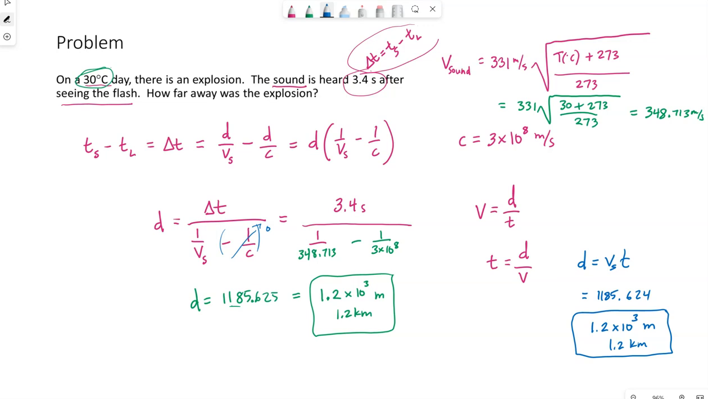The idea is the same behind trying to estimate how far away lightning strikes. We can assume we're seeing the lightning instantaneously as far as that light wave traveling to us. And that's why if we count the time between the lightning strike and when we hear the thunder, we can figure out how far away it is.